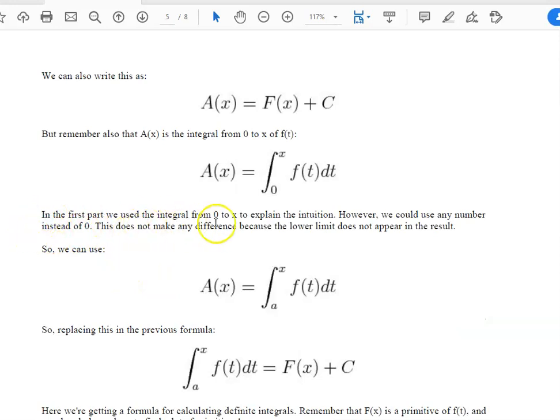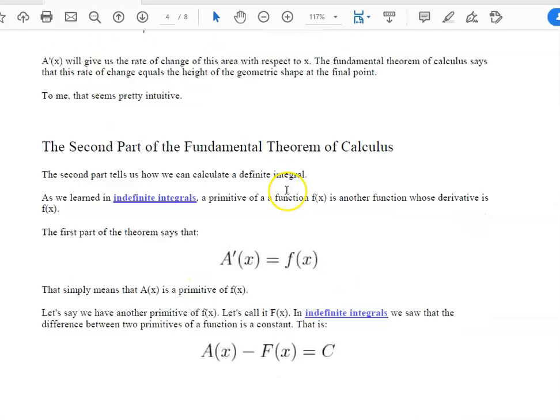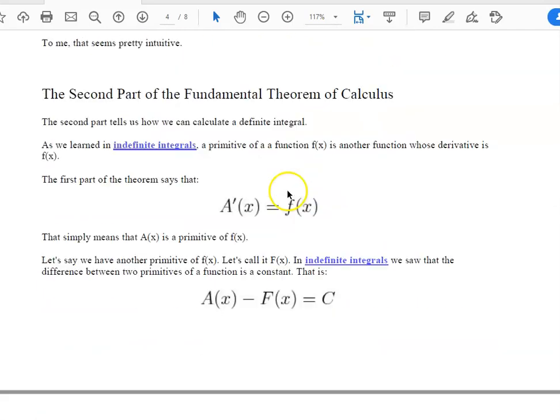In the first part, we used 0 to x to explain the intuition, but we could use any number. That's why they put an a in there. It doesn't make any difference. The lower limit does not appear in any result. The capital A is there, but no place is that a in any of these results here.